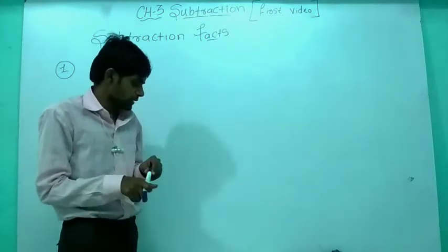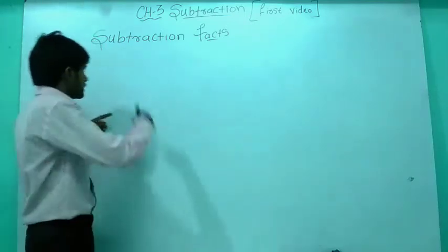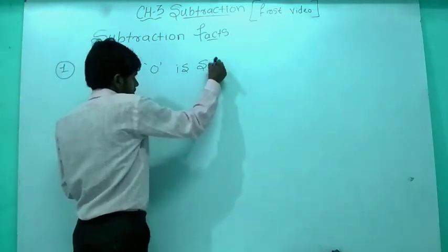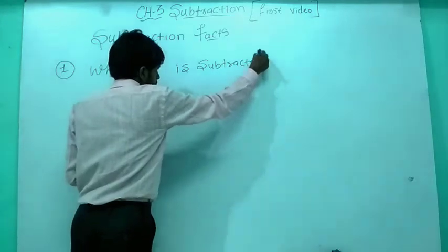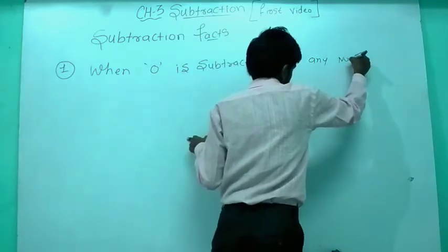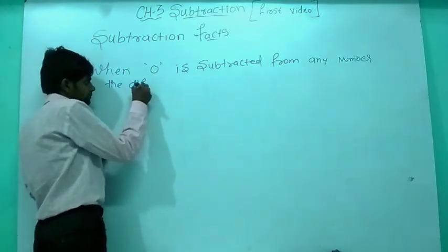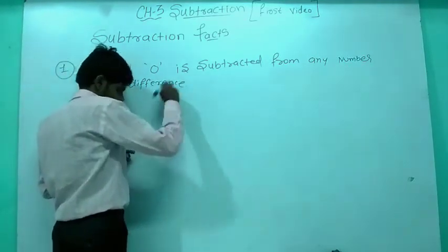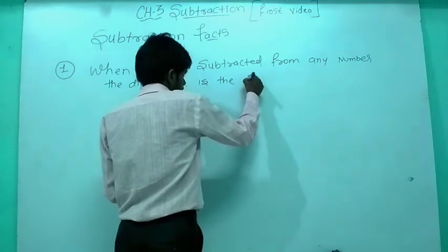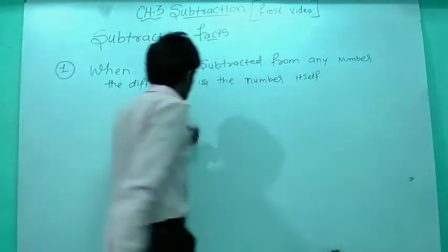Okay, so the first subtraction fact is: when 0 is subtracted. Listen here. What is that? When 0 is subtracted from any number, the difference is the number itself.